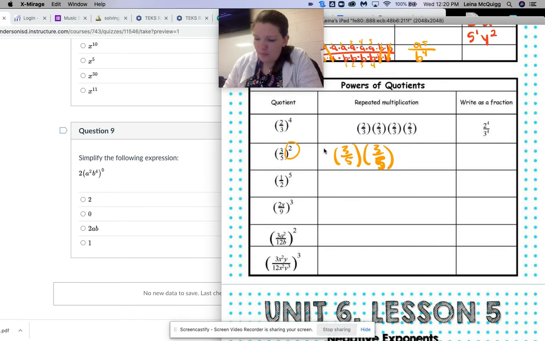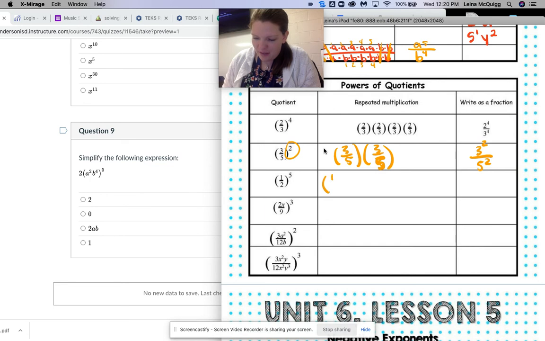So on the top, I have 3 to the power of 2 over 5 to the power of 2. Multiplying 3. Remember, when we multiply fractions, multiplying fractions is no big problem. Top times top, bottom times bottom. Okay, so multiply everything across the top, multiply everything across the bottom. 3 times 3 is 3 squared. 5 times 5 is 5 squared.